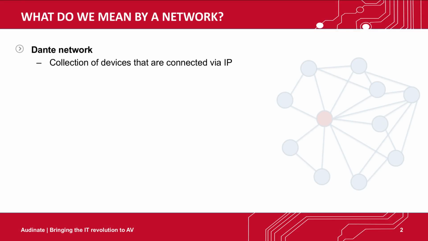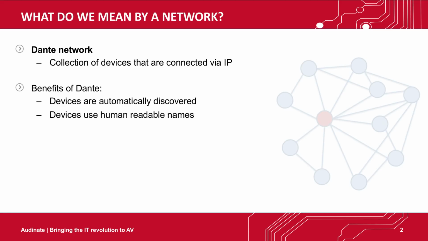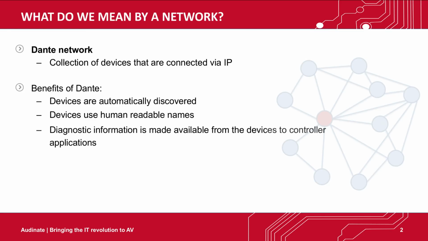A network is a collection of devices that are able to communicate with one another. In our case, a Dante network is a collection of devices that are connected via IP and can exchange audio information with each other. Of course, Dante does much more than just pass audio down a wire. It allows devices to be automatically discovered. Dante devices use human-readable names, both for the device channel and its channel labels. Diagnostic information is made available from the devices to controller applications. And devices and channels can be managed by a systems administrator, and a secure ecosystem can be built.